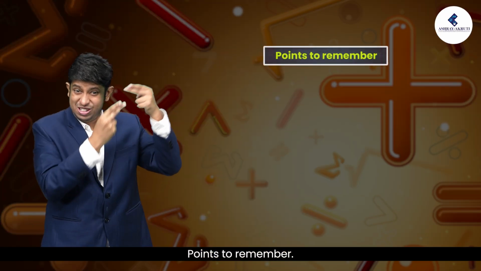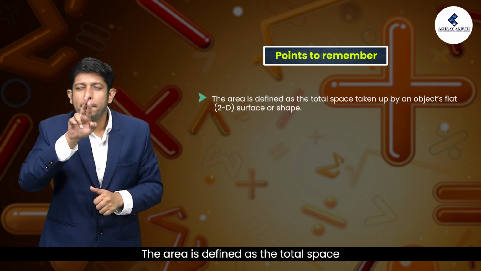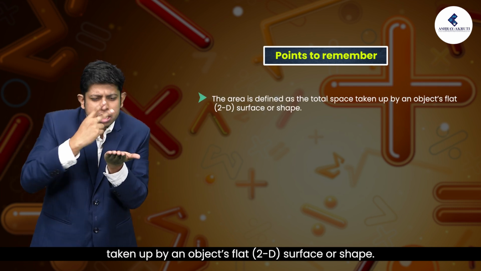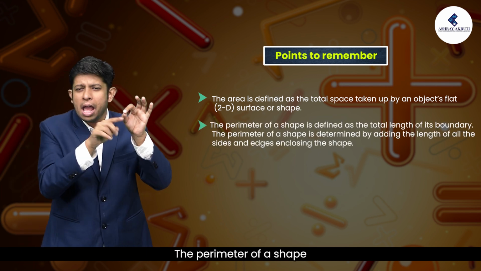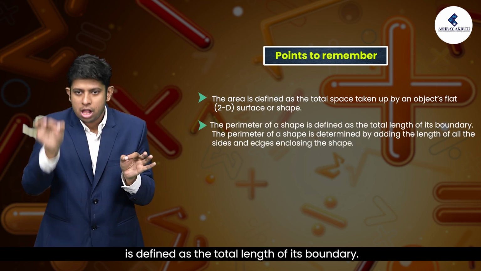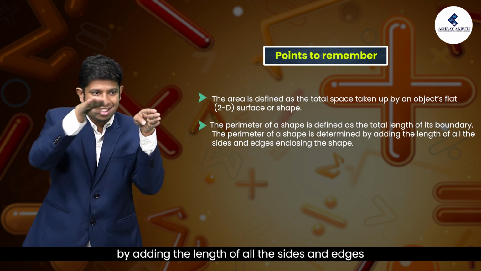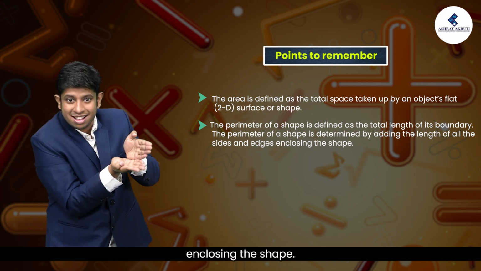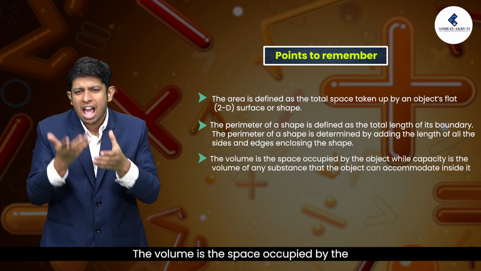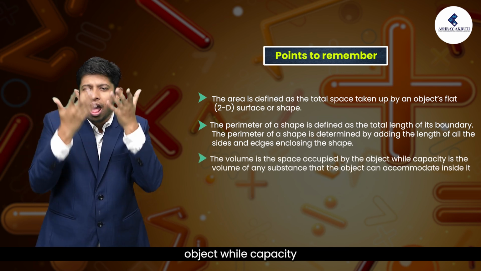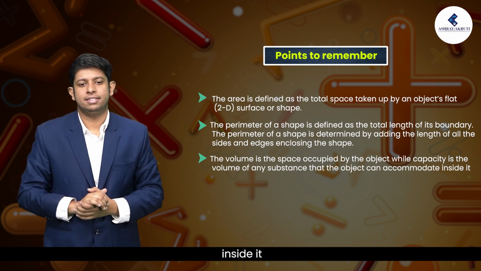Points to remember. The area is defined as the total space taken up by an object's flat 2D surface or shape. The perimeter of a shape is defined as the total length of its boundary. The perimeter of a shape is determined by adding the length of all sides and edges enclosing the shape. The volume is the space occupied by the object, while capacity is the volume of any substance that the object can accommodate inside it.